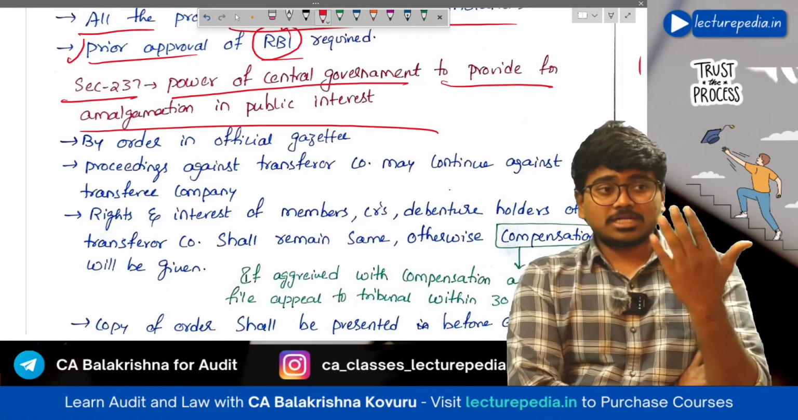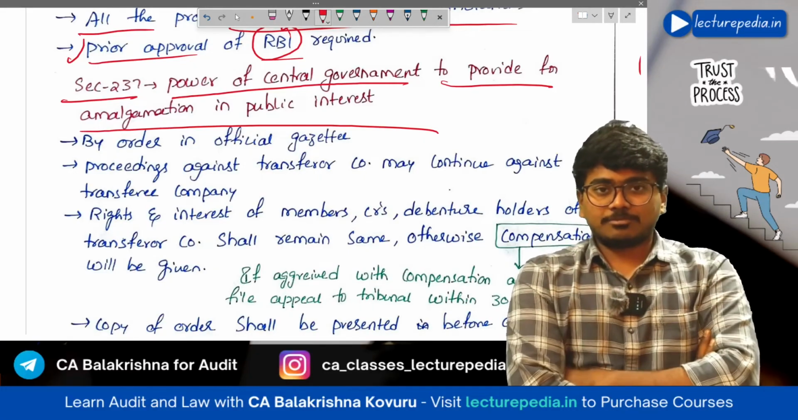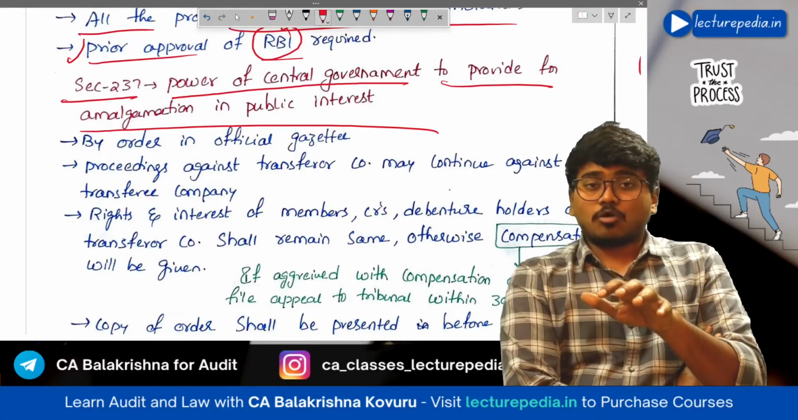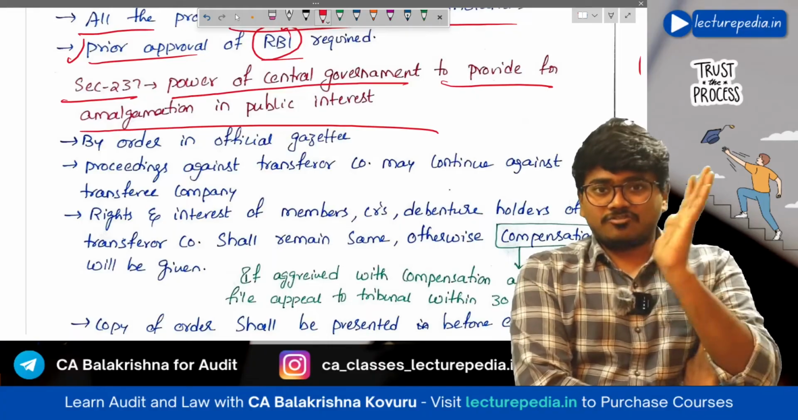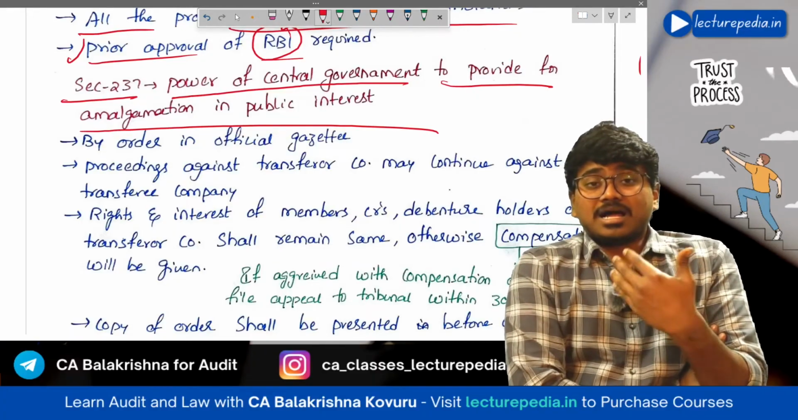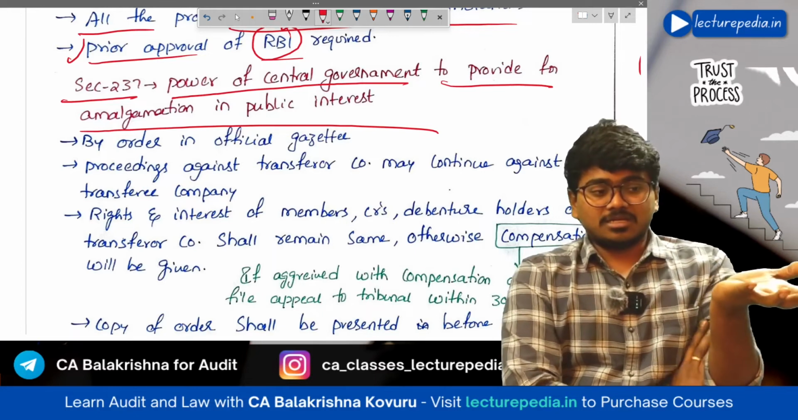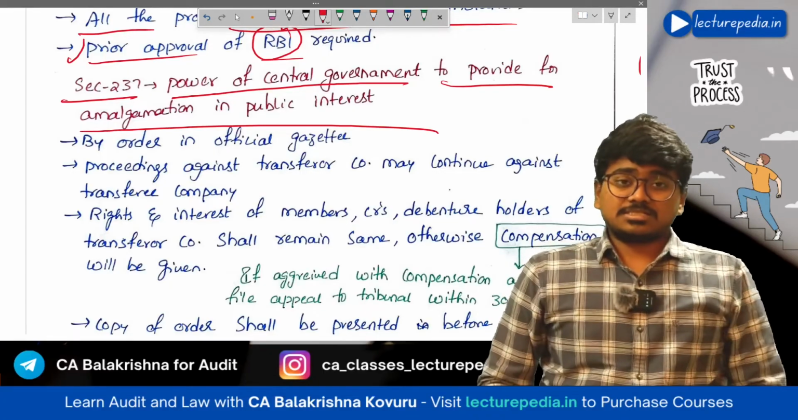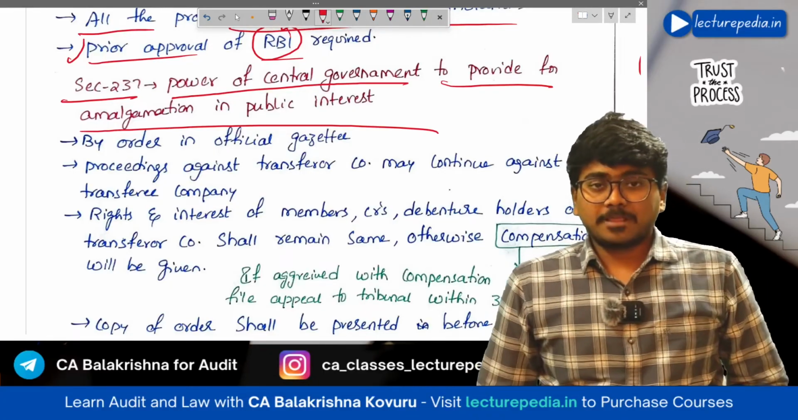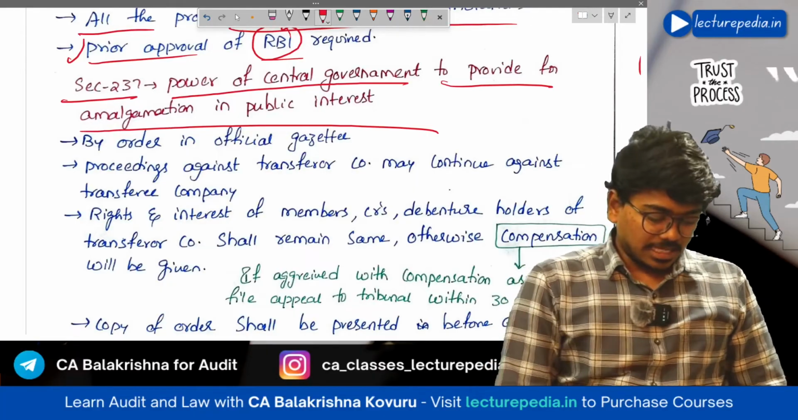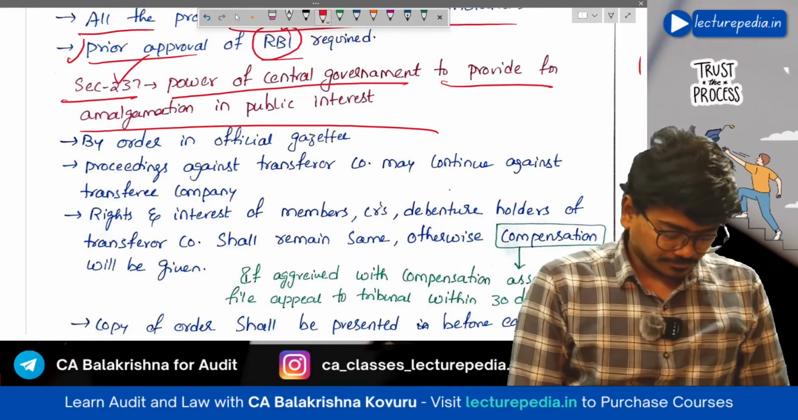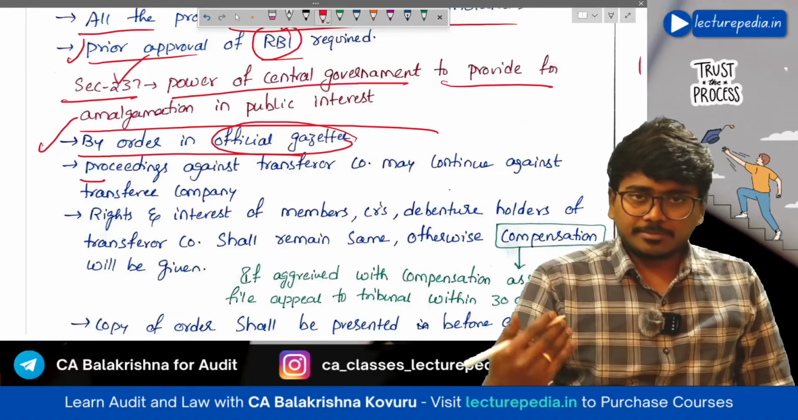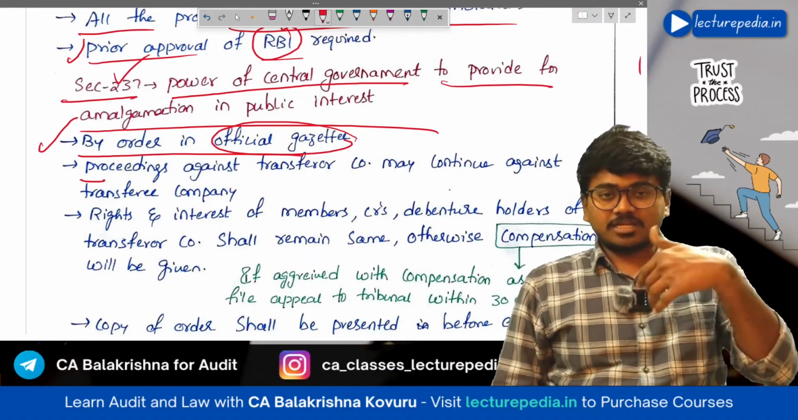There will be a lot of impact on the employees that are working. More than 2 lakh employees were working in Satyam. So to avoid such a disaster, what the central government can do is, in the interest of the public, it can order for amalgamating or merging the Satyam company with some other software company. In such situations, the central government will order for amalgamating the companies in public interest as per section number 237. By making an order in the official gazette, the central government will enforce this.